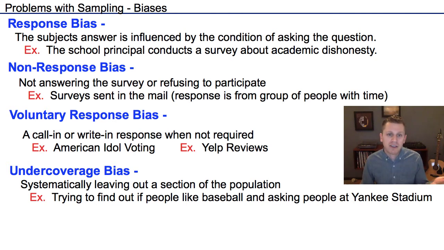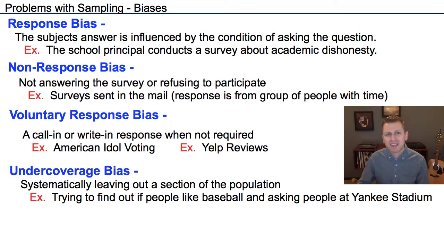Another example of undercoverage bias is, let's say I was talking to students at a high school and I wanted to know if they thought the amount of homework they were getting is too much. If I only ask the seniors, well, that's an undercoverage bias. I'm not asking the whole population. If I was asking the whole population, I would ask ninth graders, sophomores, juniors, and seniors. By only asking seniors, I'm systematically leaving out a big part of that school population.